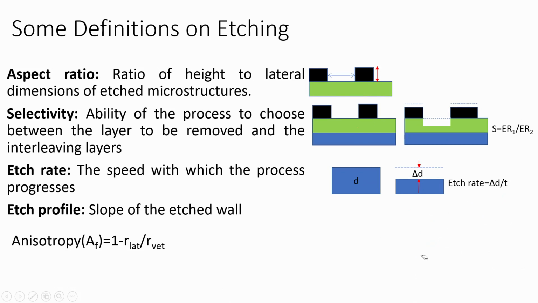Now, next would be etch profile. What is etch profile? It is the slope of the etched well, and it is nothing but etch rate 1 by etch rate 2. Also, anisotropy. What is anisotropy? Anisotropy is 1 minus R lateral divided by R vertical, the rate of lateral etching divided by the rate of vertical etching, right. So, these are some of the definitions when we are talking about etching.